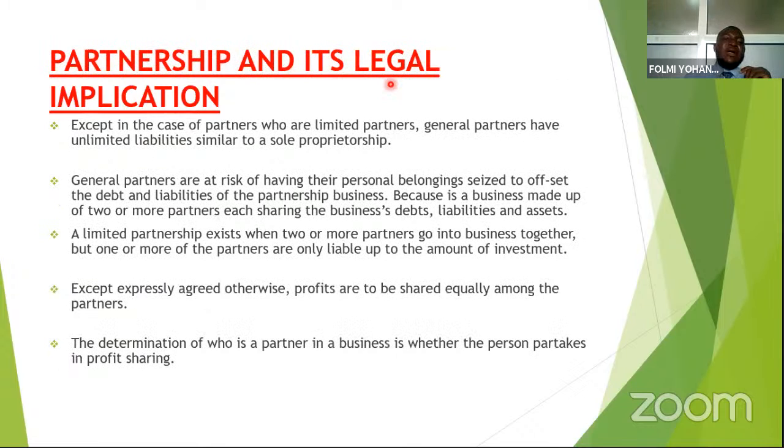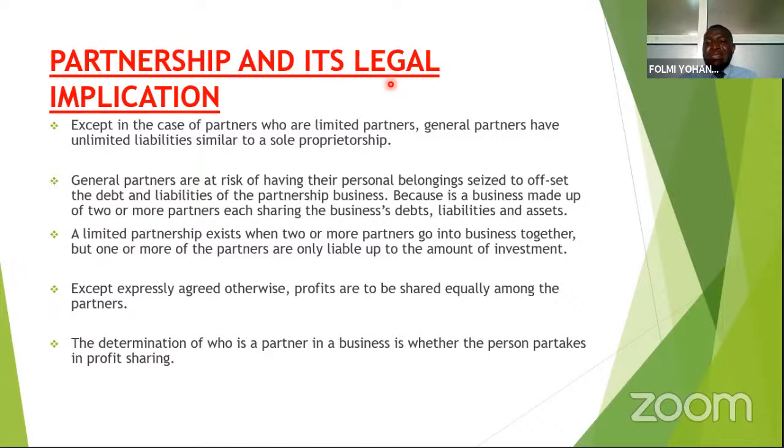Then we have partnership. Partnership, as the name implies, is when two or more people come together and decide to run a legitimate business venture. That means Mr. Johnson and Mr. John decide to come together and say we want to run a legitimate business venture as partners. But there is something about partners. Partners can be limited. Partners can be general. Except in the case of partners who are limited, general partners have unlimited liabilities similar to a sole proprietorship.